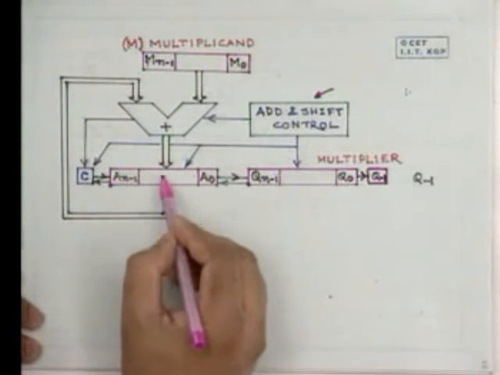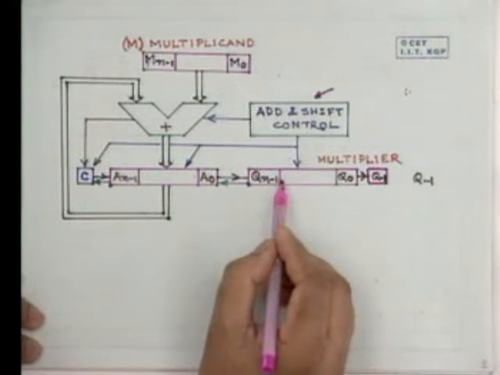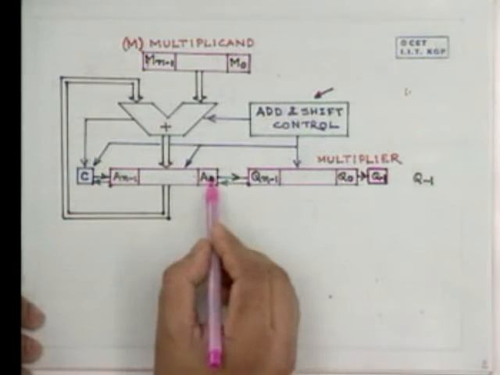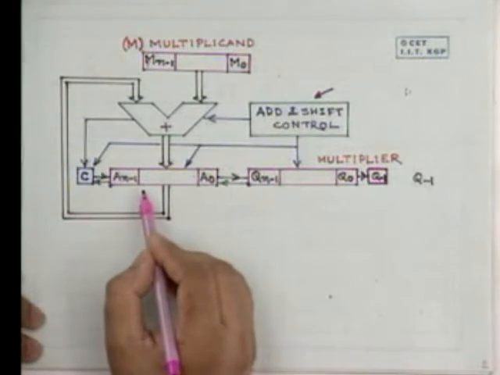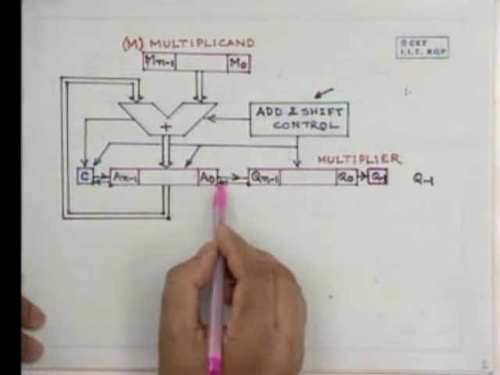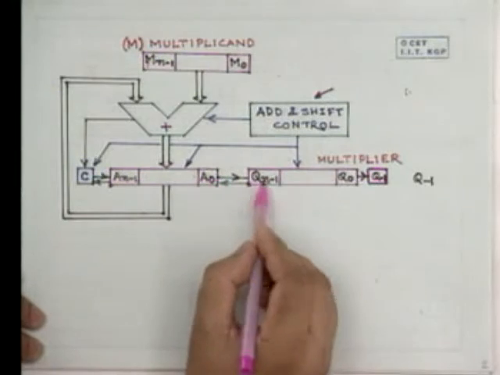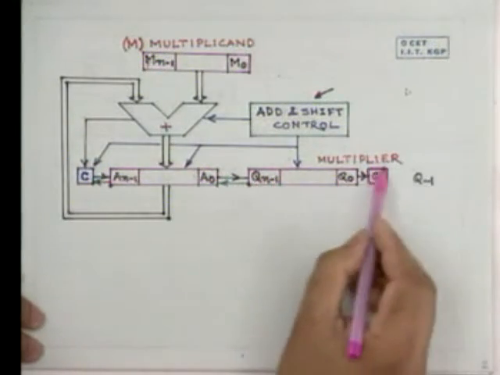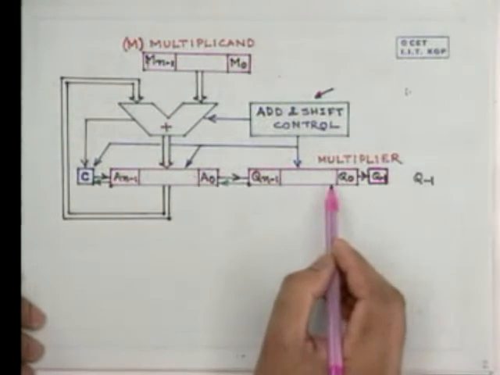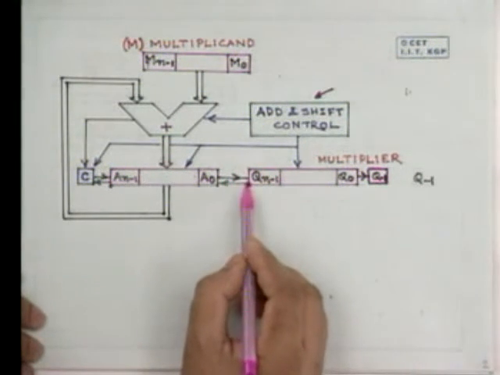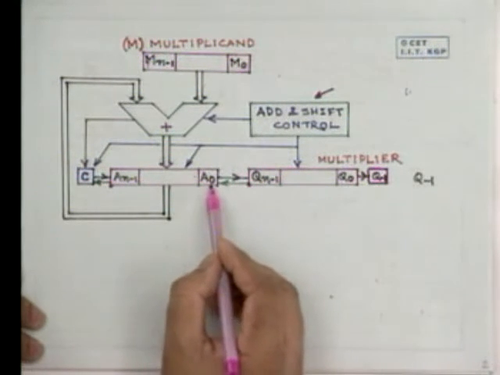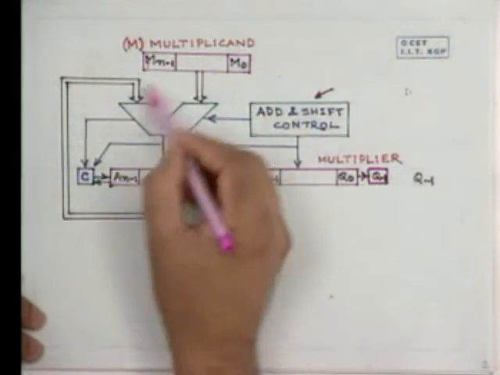And once the addition is done, the shifting can be done. The shifting can be done, as I said, in the right direction or in the left direction. In the case of multiplication, the shifting is to be done towards the right. Why has this general system been kept so that it can be shifted towards the right or towards the left? Because we will be needing shifting towards the left when we do the division with the same circuitry.